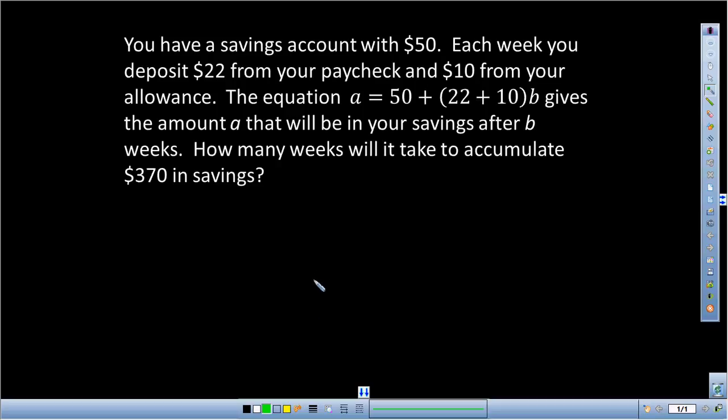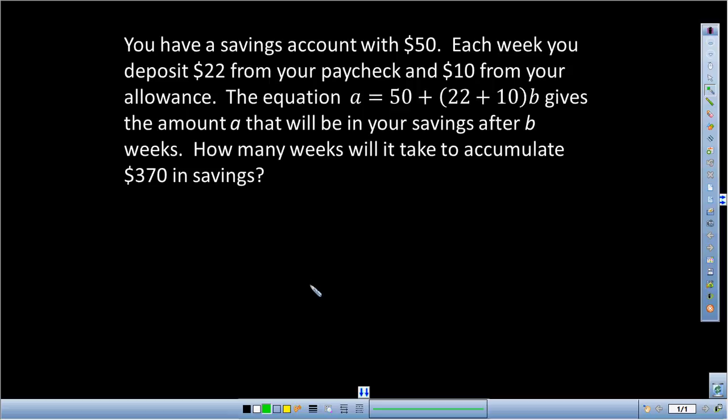Okay, we're going to take a look at an example related to solving a multi-step equation. In this example it says, you have a savings account with $50. Each week you deposit $22 from your paycheck and $10 from your allowance. The equation A equals 50 added to the group 22 add 10 multiplied by B gives the amount A that will be in your savings after B weeks. How many weeks will it take to accumulate $300 in savings?